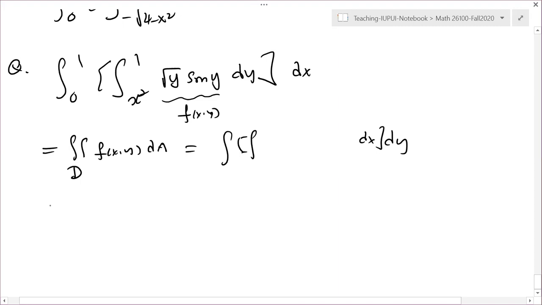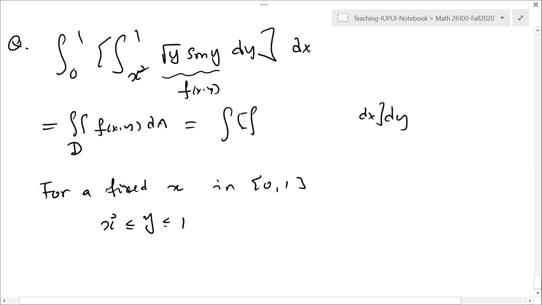So I'm going to look at the iterated integral. For a fixed x in the interval from 0 to 1, my y variable is between x squared and 1, right? From above. So now it's clear. How does the picture look for a fixed x? The y variable is between x squared and 1.